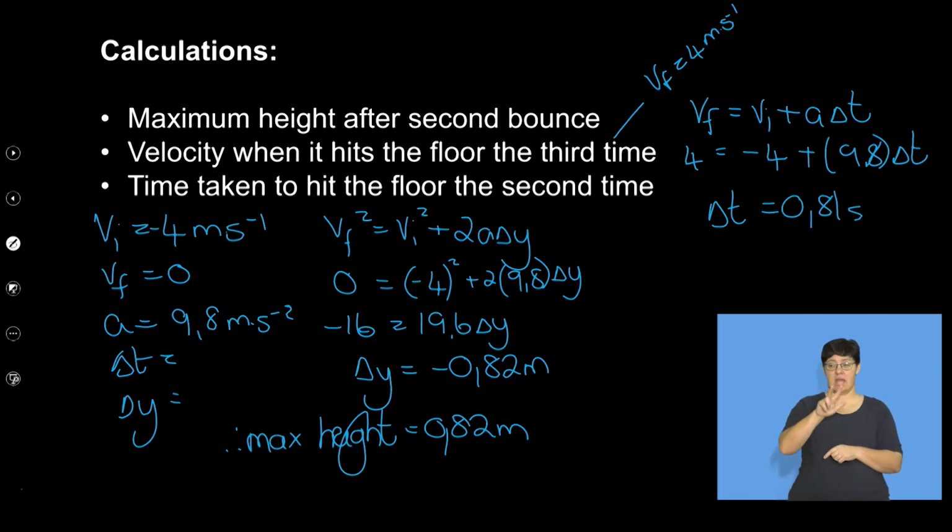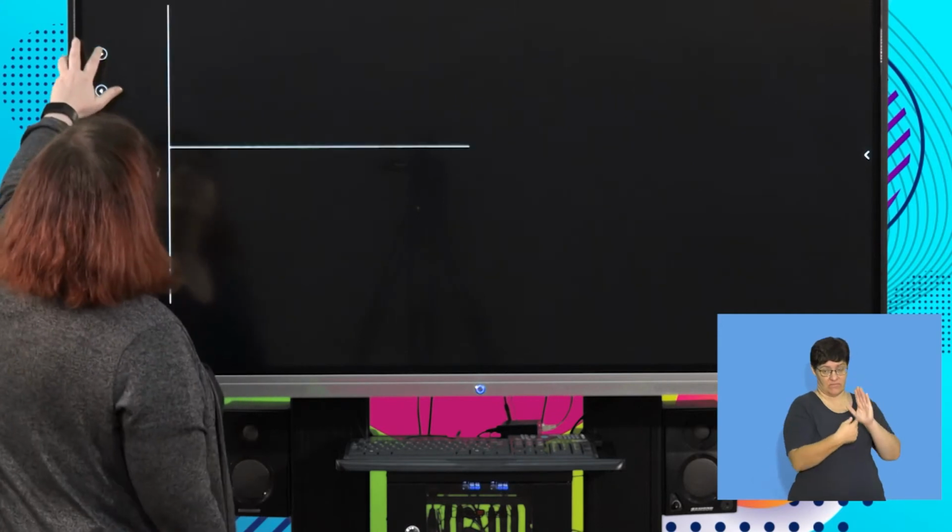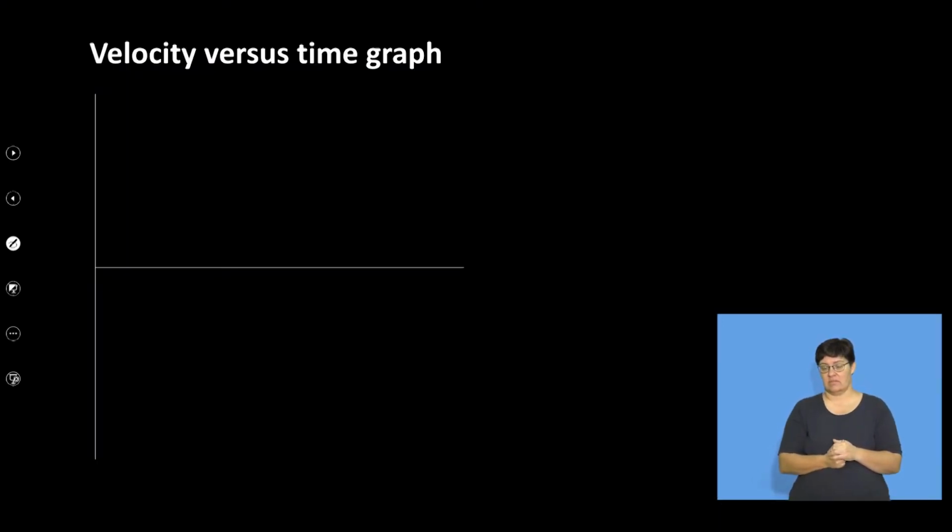Why did we do all of this? So that we could put that information together on a graph. So, velocity time graph. And we're going to do this very quickly. Was dropped. Initial velocity was 0.